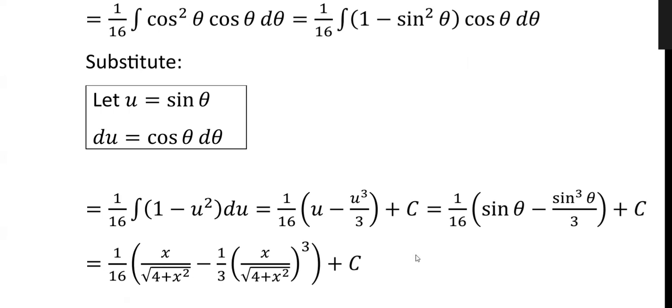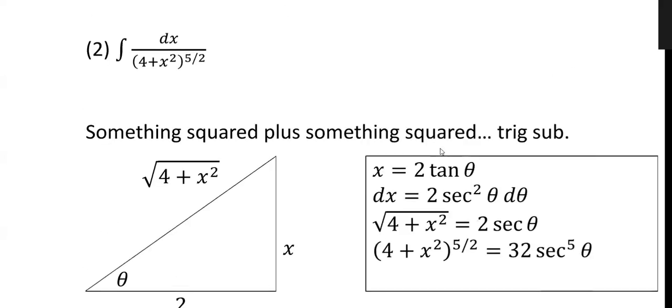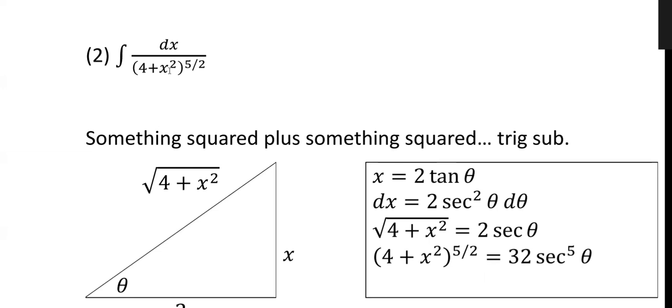Okay? So hopefully this was helpful if you got stuck on this integral, and maybe it was a good practice, hopefully. Again, the clue was something squared plus something squared, so I'm thinking trig sub right away.